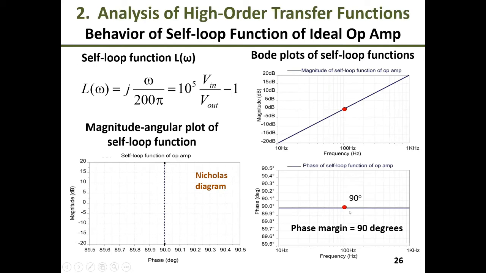And we can see that at the unity gain of the loop gain function, the phase margin is 90 degrees. It means that this op-amp is absolutely stable, and we combine the plots into one diagram, which is called the Nichols diagram. And we can see that from low frequency to high frequency, the phase margin is equal to 90 degrees.